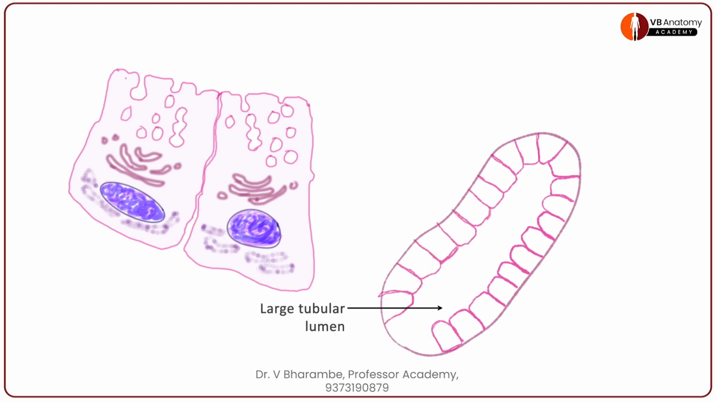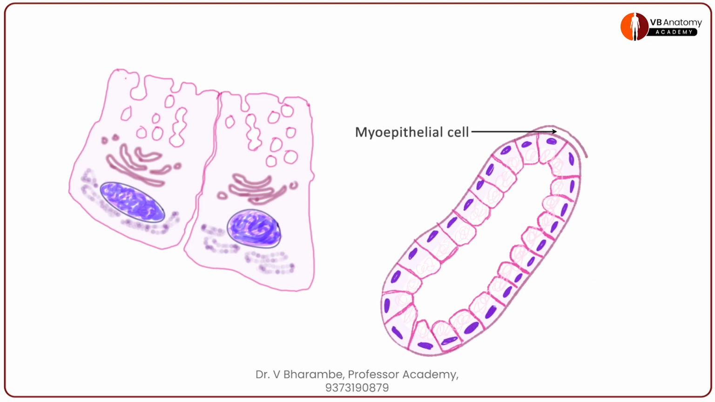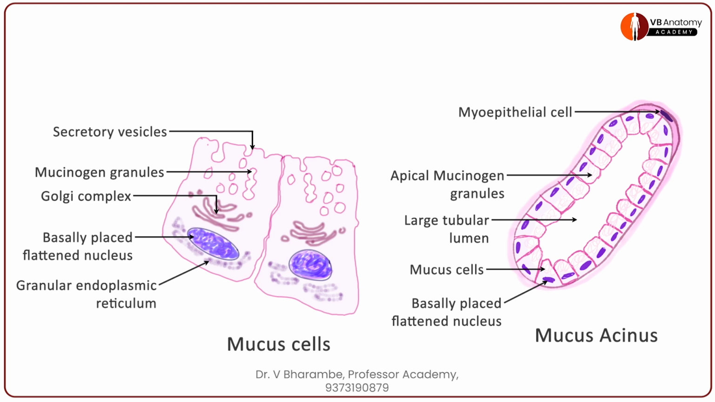The lumen is large and tubular. Stain the cells light. If you look carefully, I am drawing fine mucinogen granules in the apical region now. Let's place the nuclei flattened and basally. The last thing now is to add the myoepithelial cell at the periphery. Color it, draw the nucleus. Remember, this will squeeze the mucous acinus, helping to release the secretion again into the ducts. So that's your mucous acinus with a myoepithelial cell.